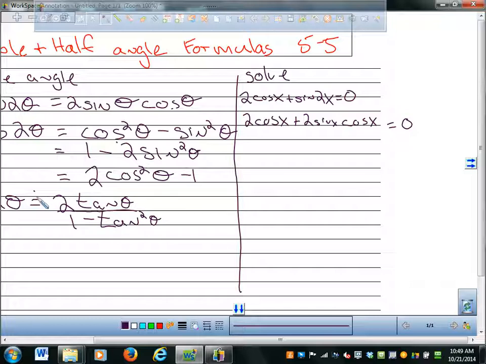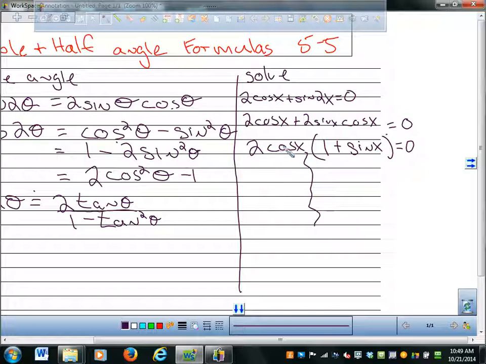Okay. Now I can factor something from both of these. What comes out of both of these things? There's a 2 and there's a cosine x, right? So I could factor out a 2 cosine x from this expression as well as this expression, and I get 1 plus cosine x equals 0. Oops, 1 plus sine x, thank you. Yeah, 1 plus sine x equals 0. And then I draw my little squiggly line.